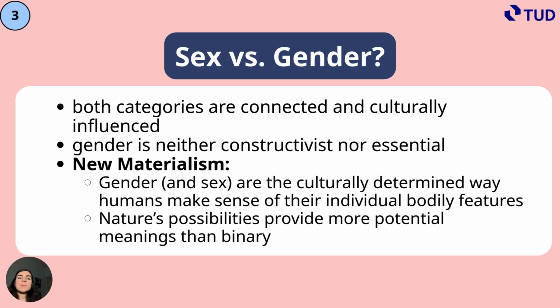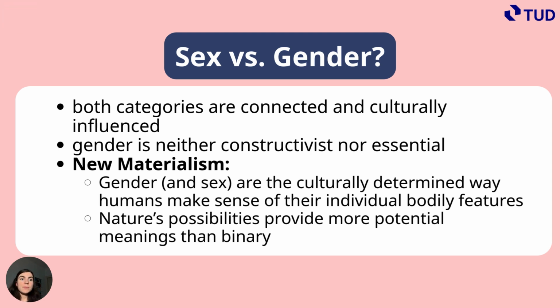And new materialism, however, also claims that nature's possibilities, so the material of the body, would provide more than this binary. The binary distinction is a framework that is used very often, actually hegemonic all the time. But there would be more possibilities if we were able to disentangle it from this binary framework. So that would be new materialism, which shows quite concisely how gender and sex are connected.